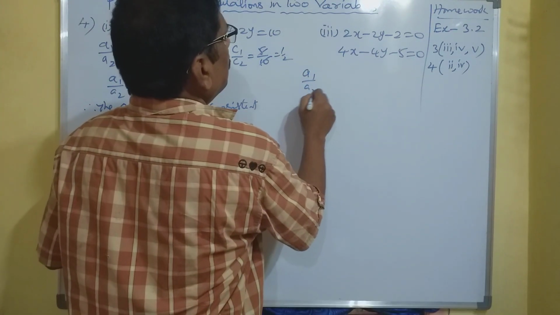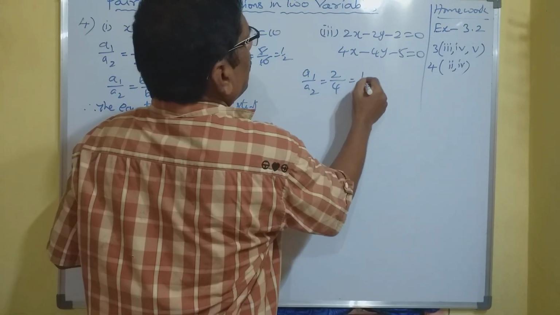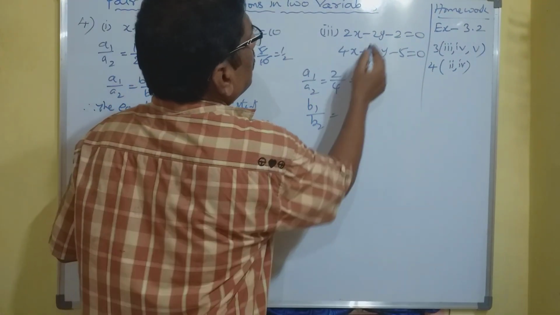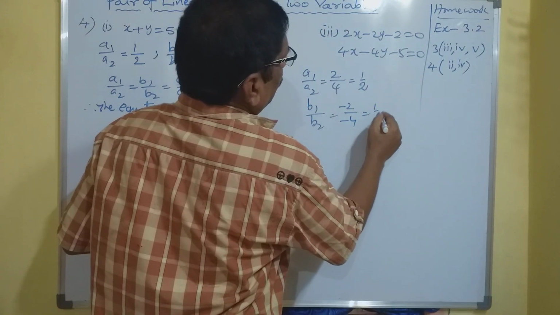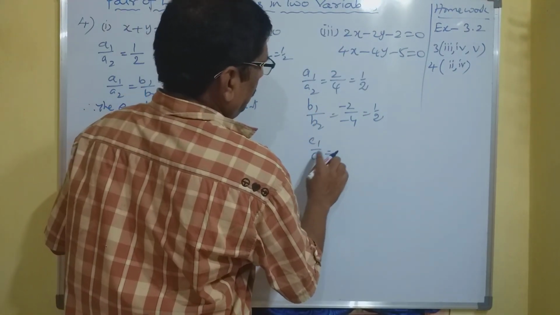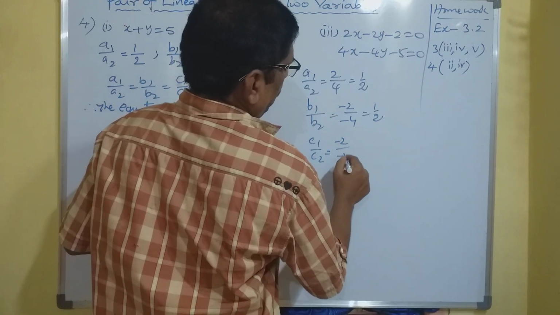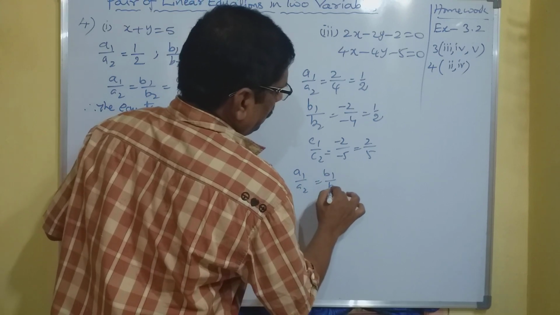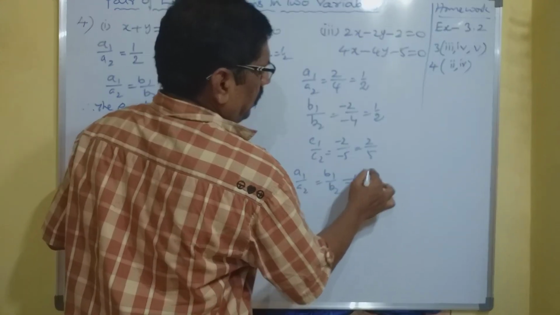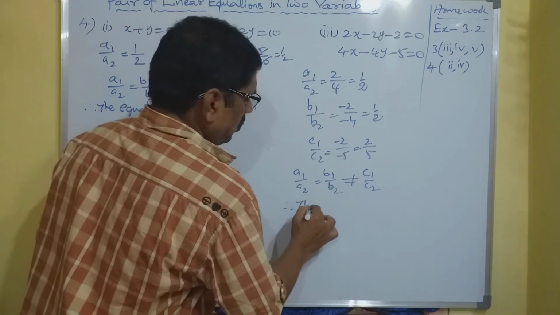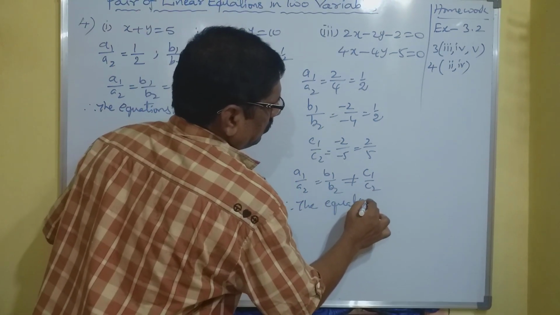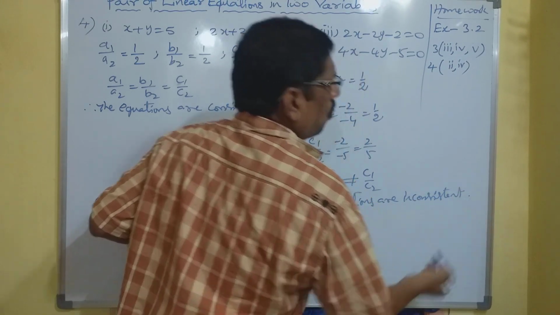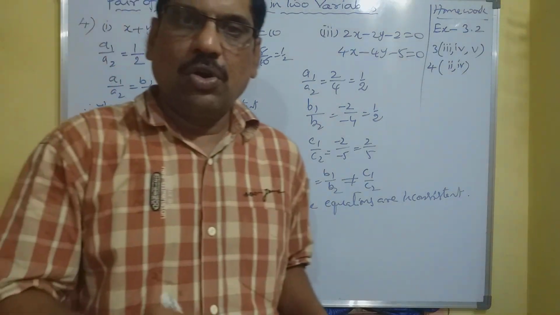Now look at the third problem from this Roman. Here a1 by a2 is equal to 2 by 4. In cancellation we get 1 by 2. Here b1 by b2 is minus 2 by minus 4. We get 1 by 2. And c1 by c2 is minus 2 by minus 5, that is 2 by 5. Here a1 by a2 is equal to b1 by b2. See, these two are equal but not equal to c1 by c2. Therefore, the equations are inconsistent.